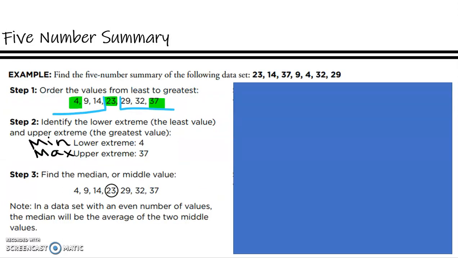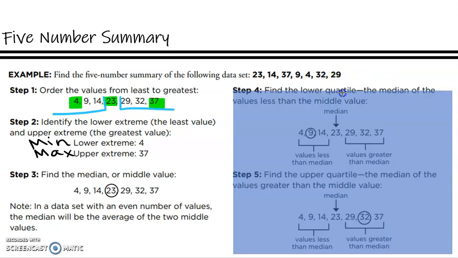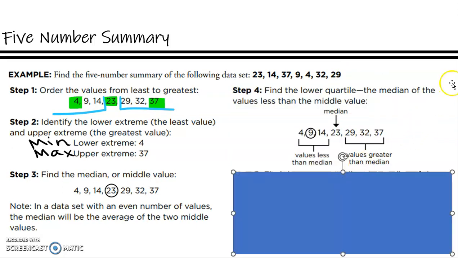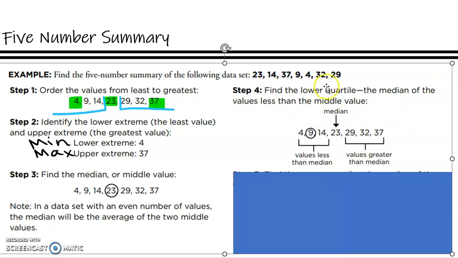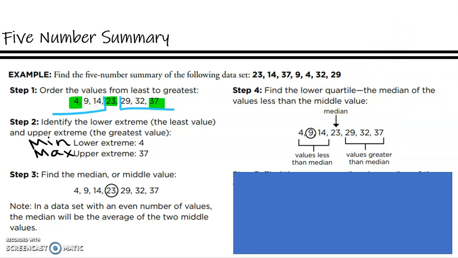Okay, so that's step 3. So now we know our minimum, our maximum, and our median. Now let's take a look at step 4. Step 4 is to find the lower quartile, also known as the Q1. And remember, it's the middle of the lower half, so I can see that 9 is the middle number here. They're also showing you over here.